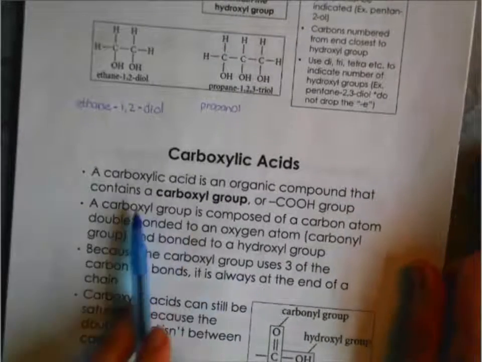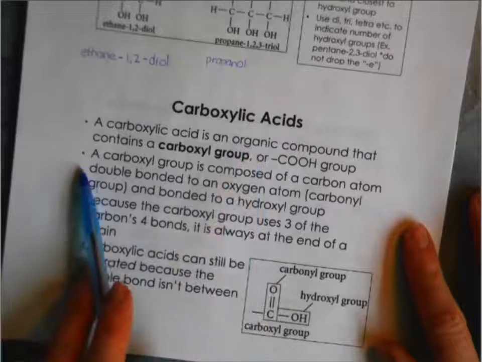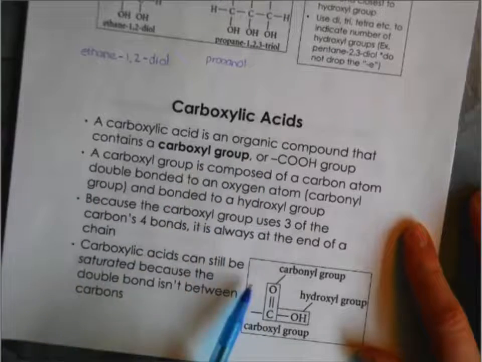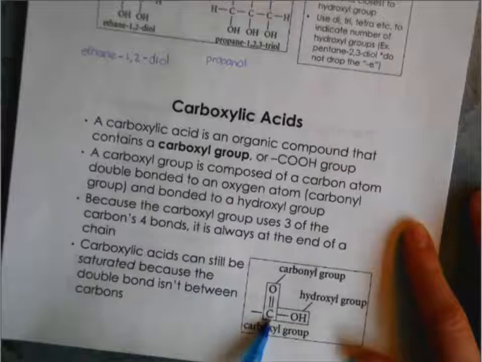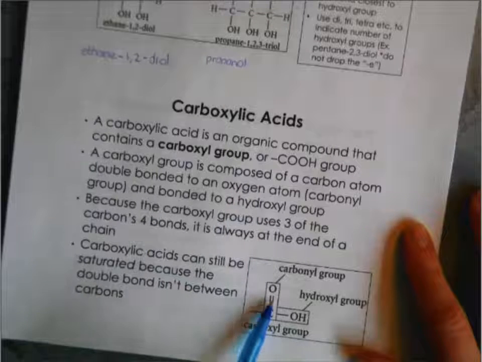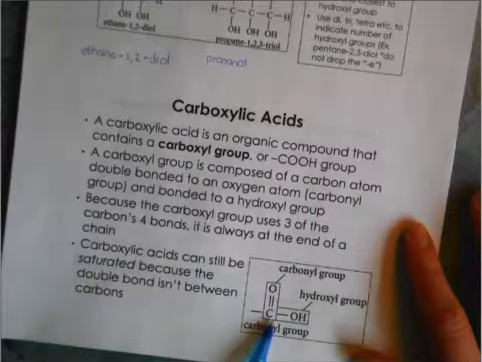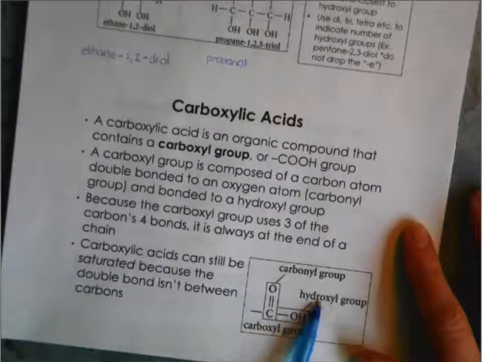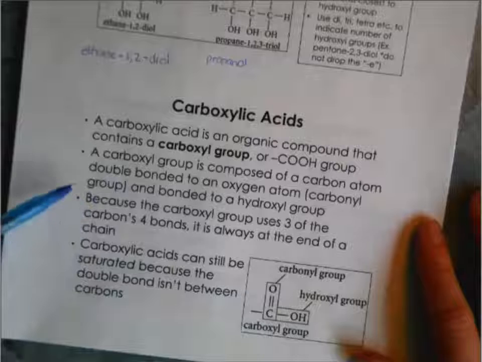Okay, and so here we can see a carboxylic acid is an organic compound that contains a carboxyl group, which is the COOH group. And so that's going to be composed of a carbon double bonded to an oxygen, and that's called the carbonyl group. And then the carbon is also attached to a hydroxyl group. And together, these 2 different groups constitute a carboxyl group.